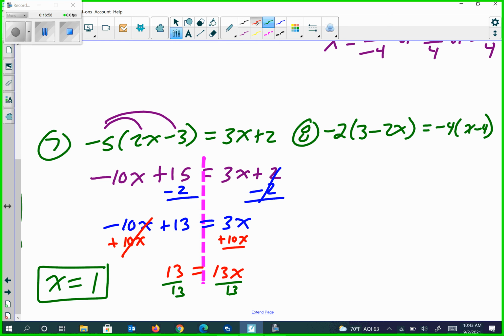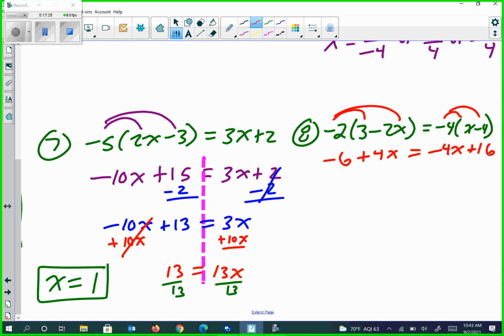All right, let's see. Problem number 8. I'm going to go ahead and distribute negative 2 over the parentheses. So I get negative 6 plus 4x. Notice the signs changed because I distributed a negative. Also on this side, I'm going to distribute a negative, so both signs are going to change once it goes inside. Friends, does that appear okay?